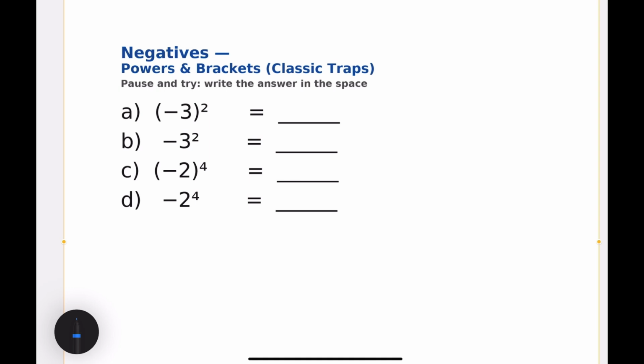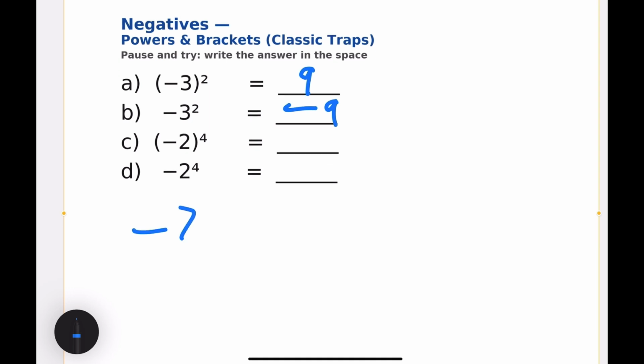Okay, so minus 3 in the brackets squared, we're squaring what's in the brackets, so it'd be minus 3 squared, which is 9. And then for minus 3 squared, we are squaring the 3, which is 9, and then there's a minus in front, so it'd be minus 9, as you're subtracting the 9. Okay, minus 2 to the power of 4. We are doing the power of 4 to what's in the bracket, which is minus 2.